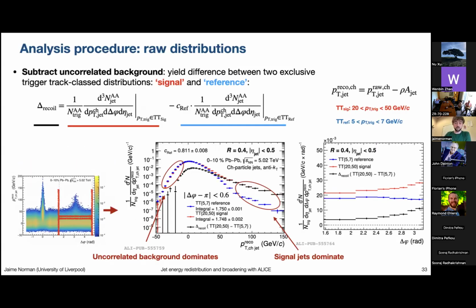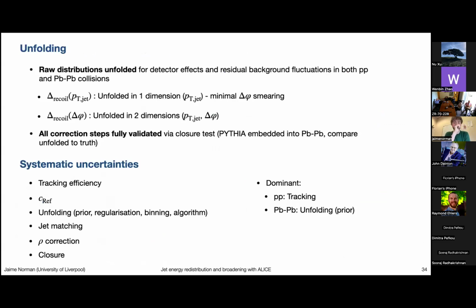So these are the raw distributions. The distributions are corrected, unfolded for both detector effects and also the residual background fluctuations in both proton-proton and lead-lead collisions. We correct in one dimension when we measure this delta recoil as a function of PT, taking into account that there's minimal delta phi smearing. When we make this measurement as a function of delta phi in different PT intervals, we unfold in 2 dimensions, the jet PT and delta phi.